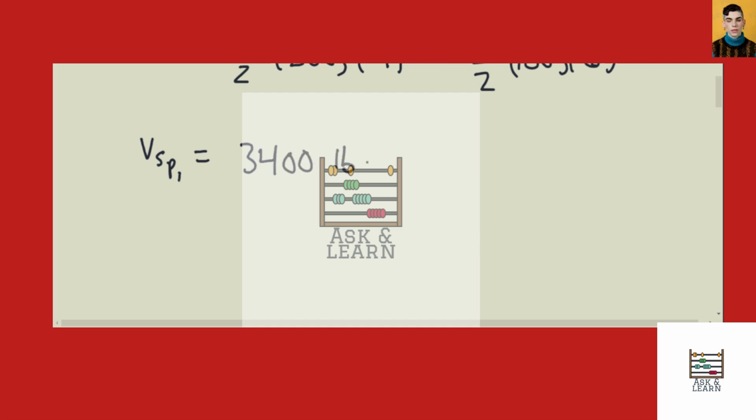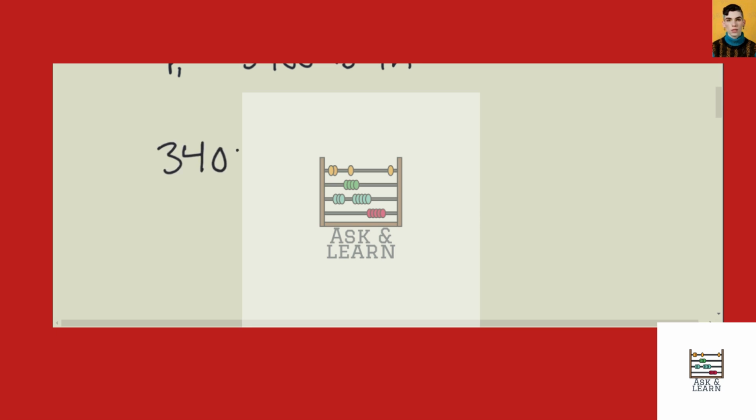So we have for the initial potential energy of the spring, 3,400 pound-inches. So we plug this back into our equation. We have 3,400 is equal to the potential energy due to the height, so mg, which is just the weight. So we have 30 times the height, h2. This is what we're looking for, so we solve for it.